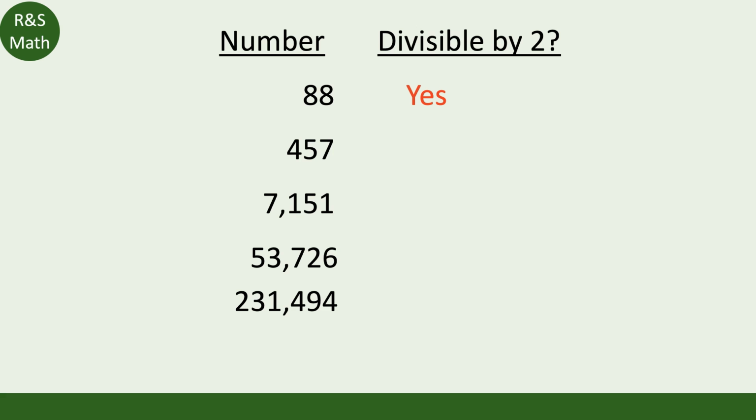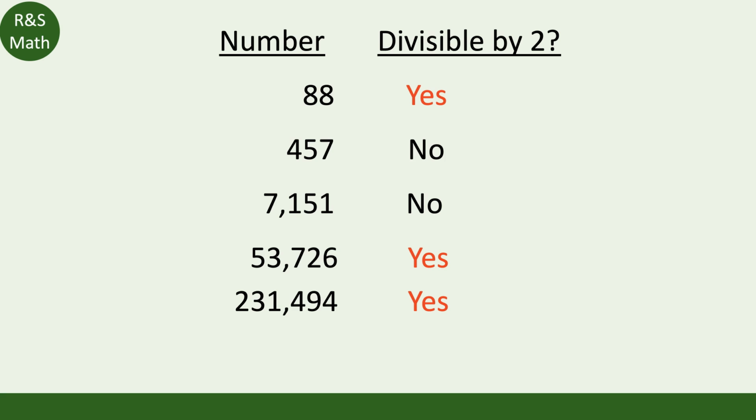88 is divisible by 2 because it is even. 457 is not divisible by 2 because it is odd. 7151 is not divisible by 2 because it is an odd number. 53,726 is divisible by 2 because it ends in a 0, 2, 4, 6, or 8. 231,494 is divisible by 2 because it ends in a 0, 2, 4, 6, or 8.